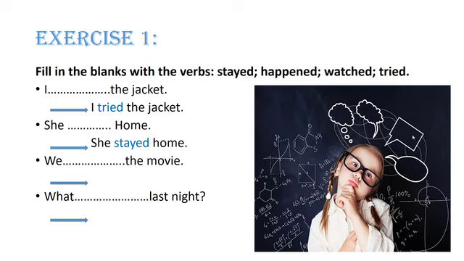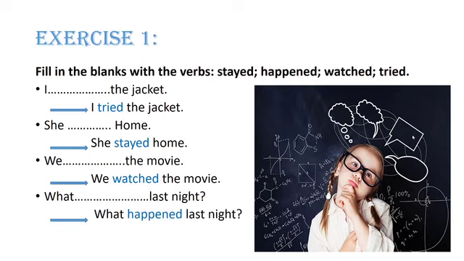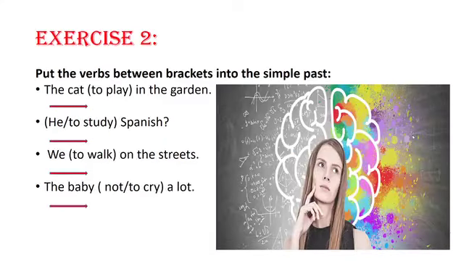Now the third sentence, we, the subject, the movie. This one is very simple and easy. I know you know it already. Good. Watched the movie. And now the last one is an easy one because you only have the last verb, the verb happened. What happened last night? This is a question. Excellent work, guys.